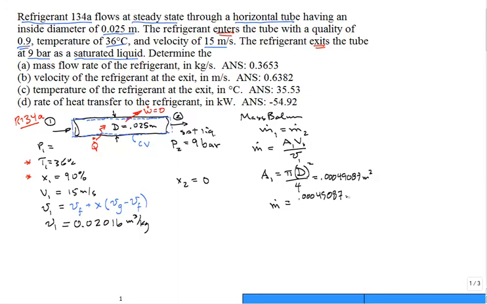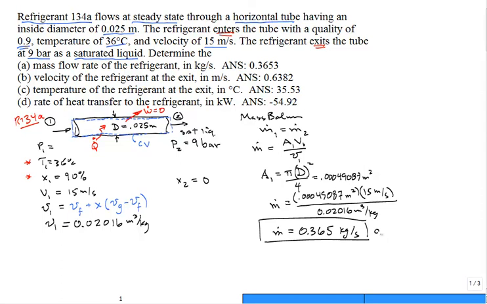0.087, that's meters squared. Our velocity at 1 is 15 meters per second. That gives us in the numerator meter cubed per second. And we divide by 0.02016 meter cubed per kilogram. And so our mass flow rate of the refrigerant is 0.365, I'm going to say kilograms per second. Box it, call that the answer to part A.